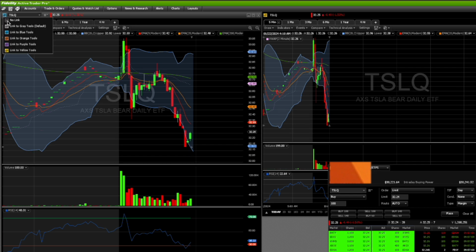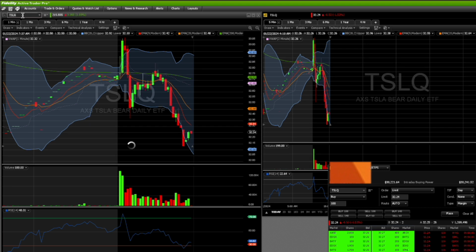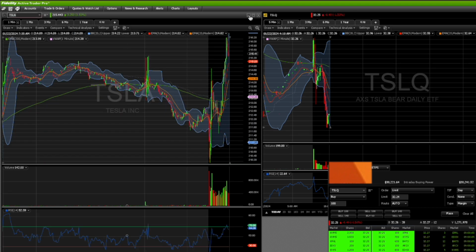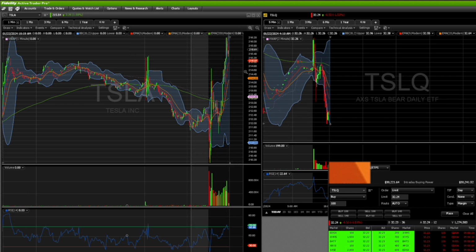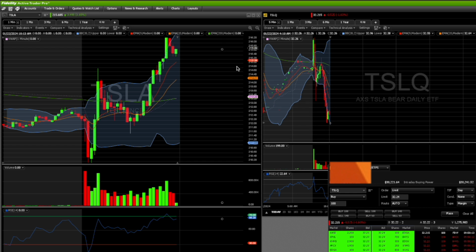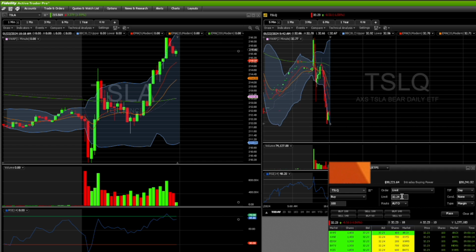And then what we're going to do is unlink this one and make this Tesla so I can see Tesla specifically. There it is. So Tesla's pulling back way too much. I just got in a little late here. I should have got in already. But let's see if we can get a retest at 216, then this will start to sell off a little bit, and then we can make our entry.